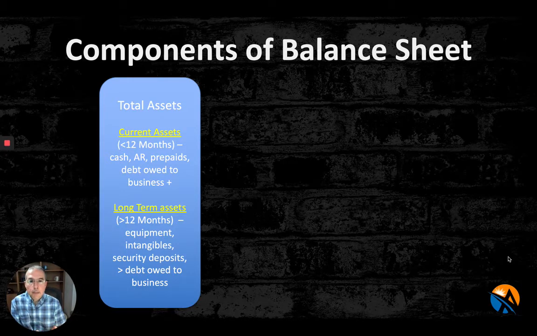Your long-term assets are going to be things like equipment, things that are generally going to last over a period of time. It's also going to be things like intangibles that you might have for your business, like a patent, for example. Or it could be like a deposit that you made on the office or the space that you're renting. That's a 5-year lease. So those are your assets.